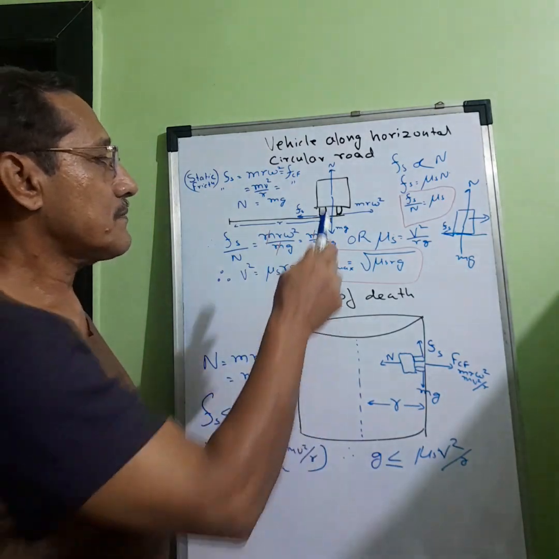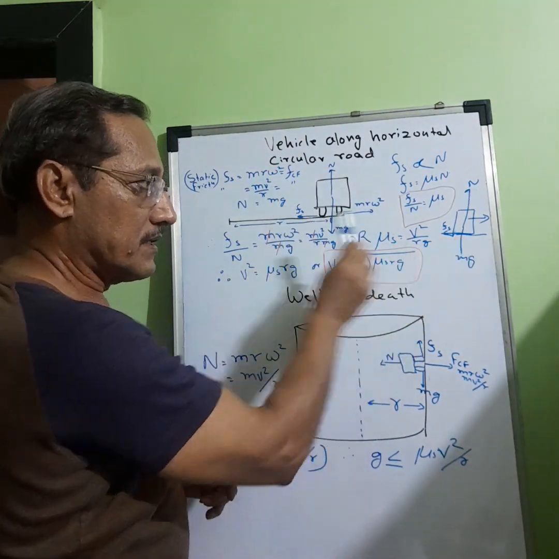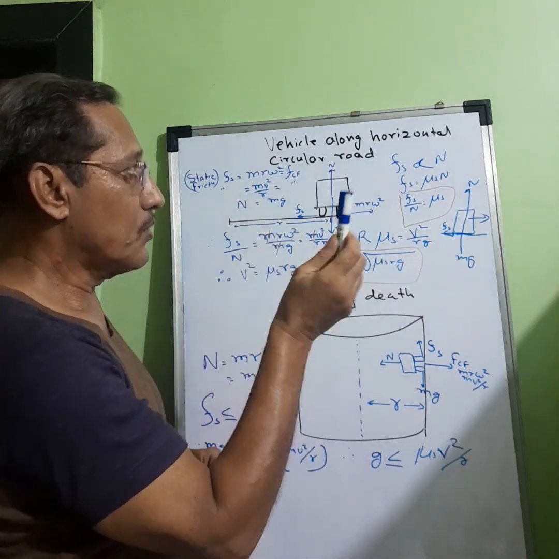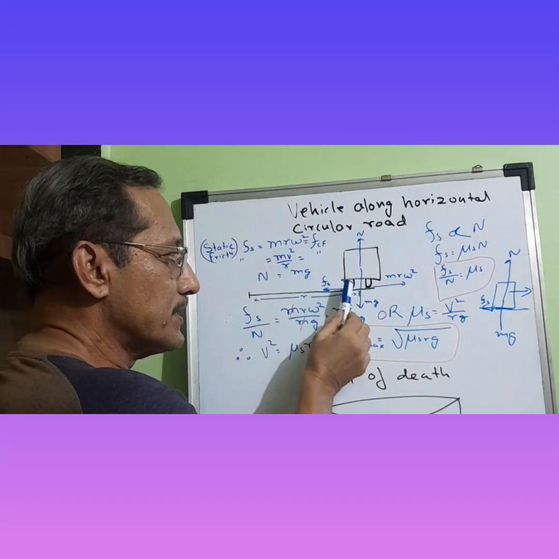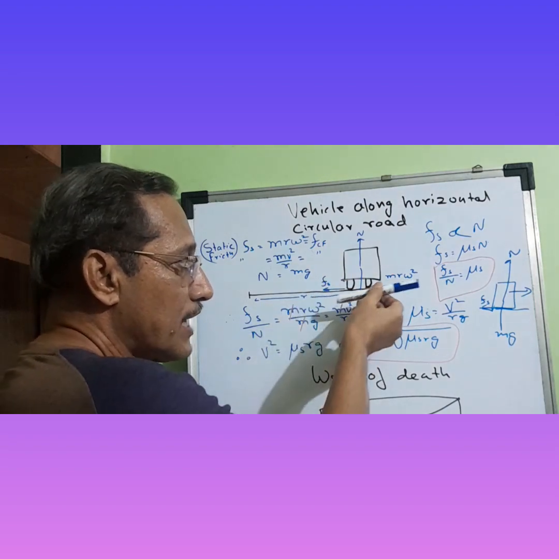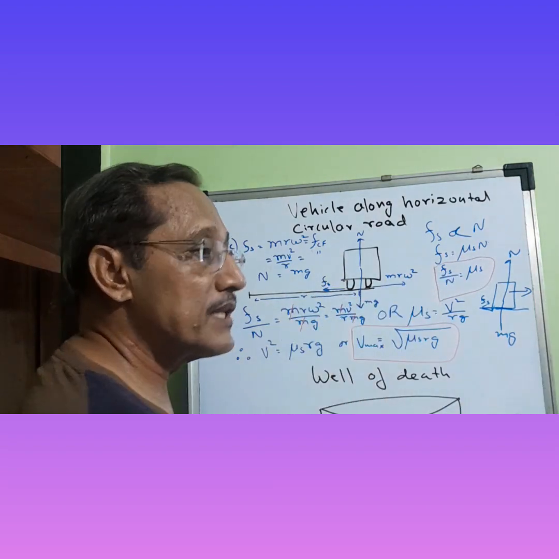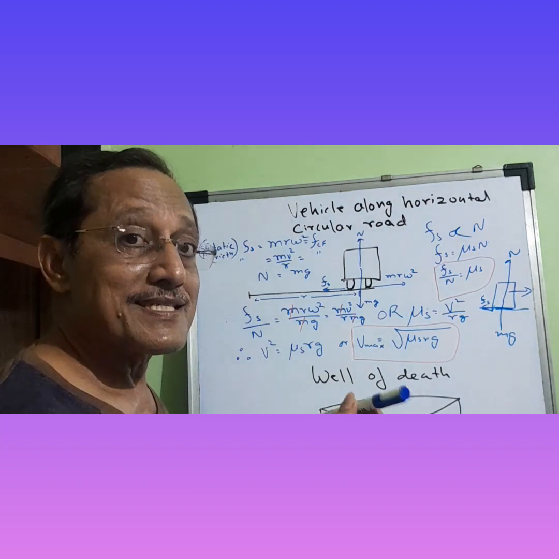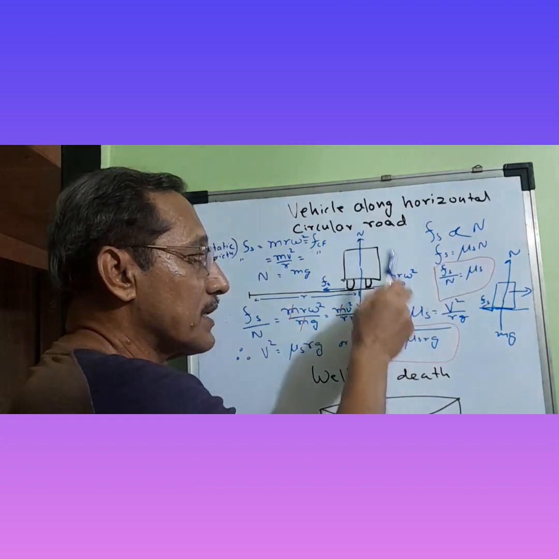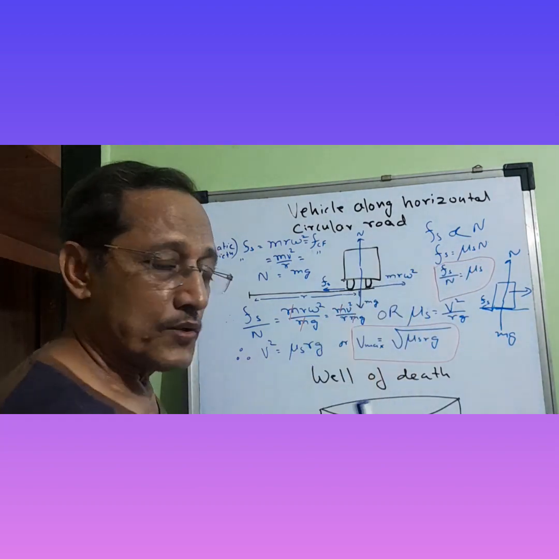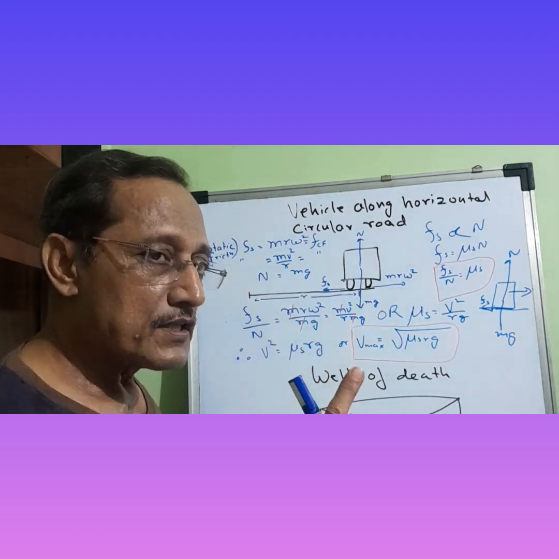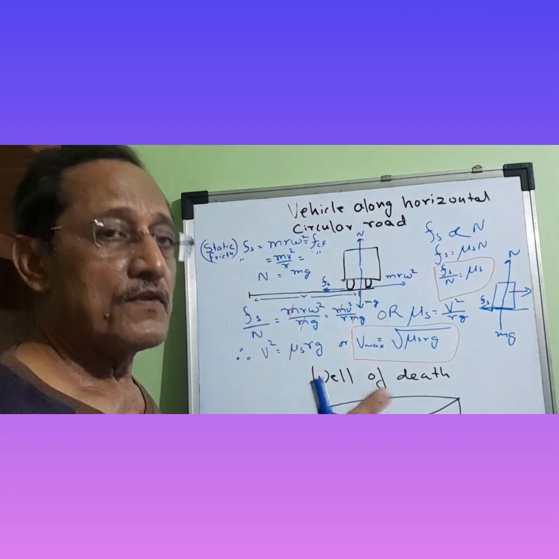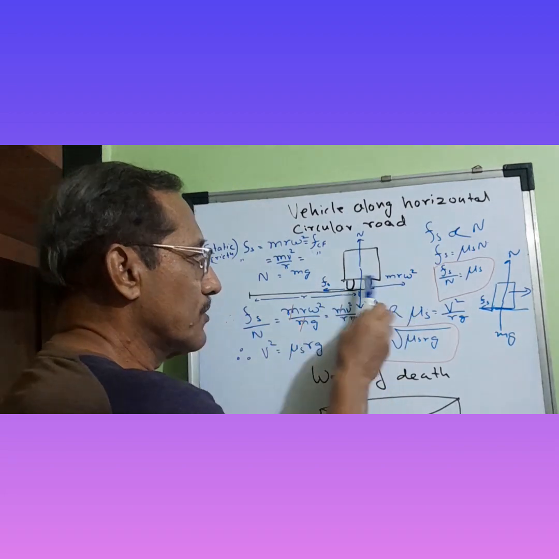When the vehicle is moving on a circular road, obviously horizontal, there's a frictional force acting in this direction, the inside direction. And what is the force which is trying to topple the vehicle? Obviously it is the centrifugal force. We know the formula: m r omega square, or m v square over r, v in terms of linear velocity, omega in terms of angular velocity. So we know this.